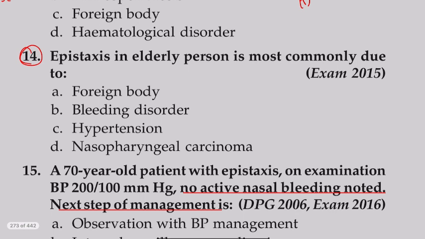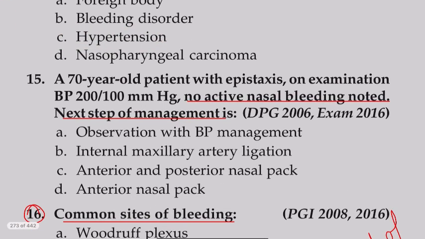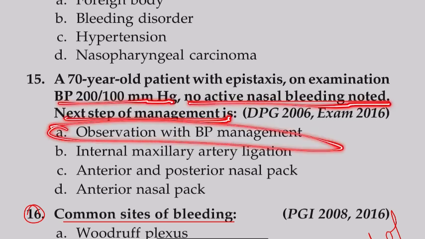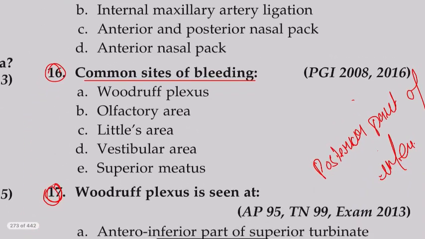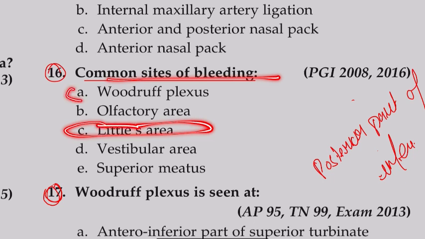Epistaxis in an elderly person is commonly due to hypertension. A 70-year-old patient with epistaxis, on examination BP is 200/100 mm Hg, no active nasal bleeding noted. The next step of management is to observe with BP management, as the BP is so high. The commonest site of bleeding is Little's area along with Woodruff's plexus.